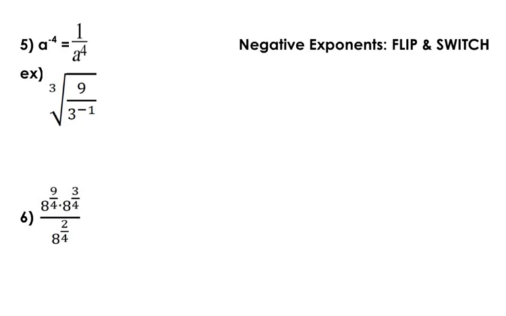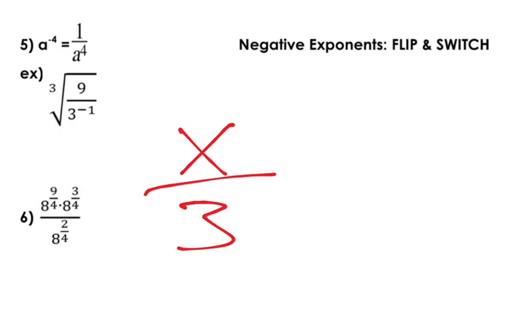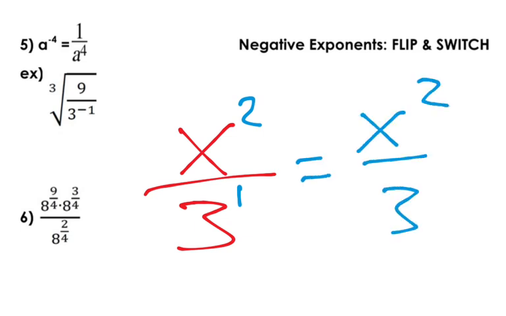Okay, here's the quick explanation of the negative exponent flip and switch rule. Let's say you have a fraction that looks like this, and let's just give the x a square, and that 3 has a power of 1. You have positive exponents. You are going to leave everything where it is and not do anything to this problem. The final answer would be x squared over 3 because both of those exponents are positive. So you don't move anything and there is nothing to simplify.